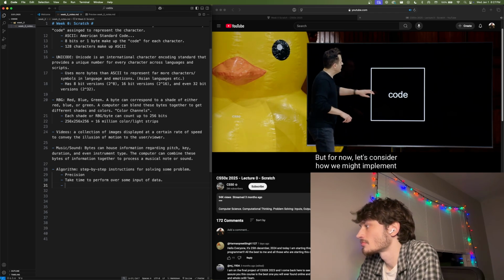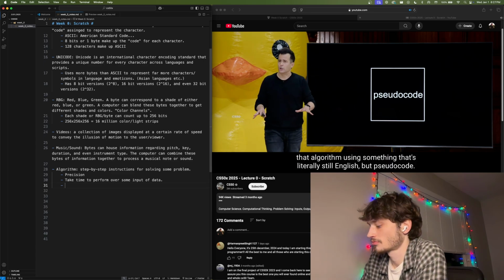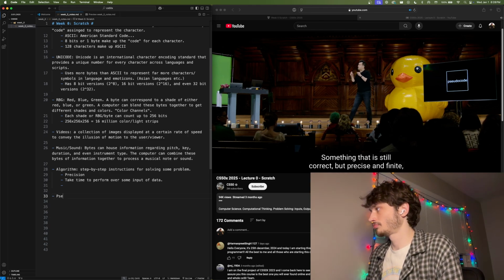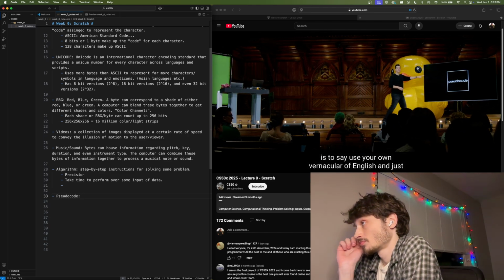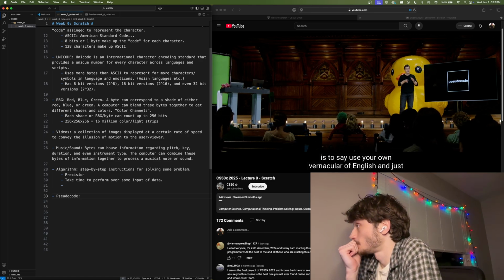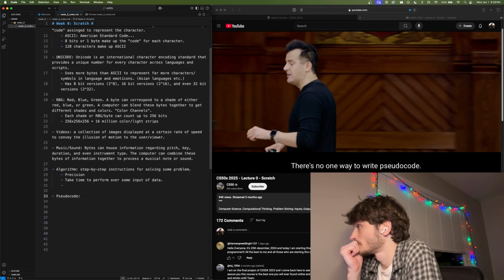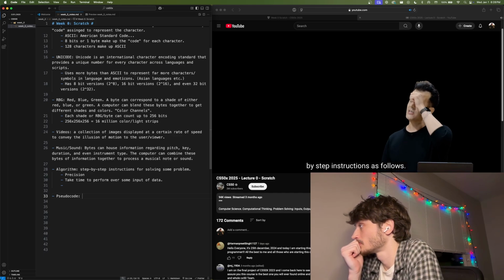But for now, let's consider how we might implement that algorithm using something that's literally still English, but pseudocode, something that is still correct, but precise and finite, as per Professor Kernighan's advice, which is to say, use your own vernacular of English and just say what you mean, but very succinctly. There's no one way to write pseudocode. It's not some formal language. I'm just going to convert the steps I did intuitively to step-by-step instructions as follows.